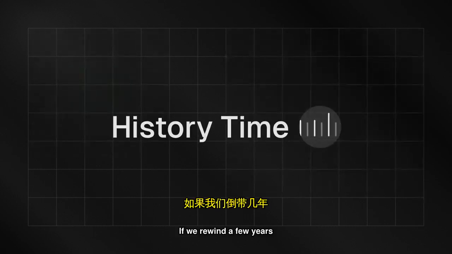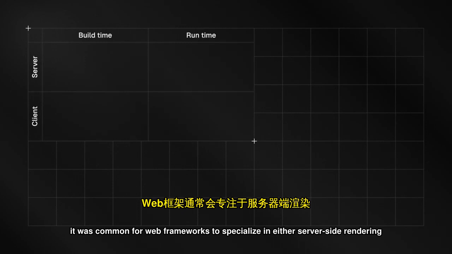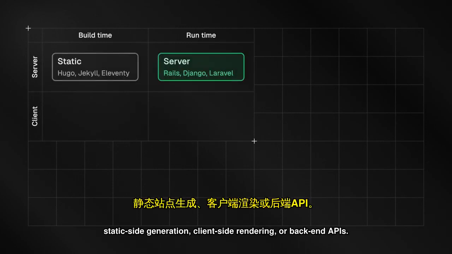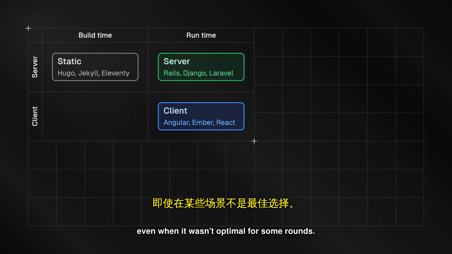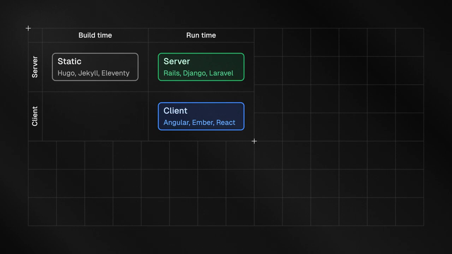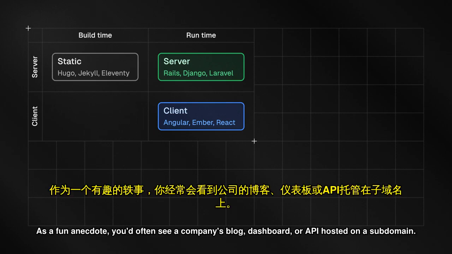History time. If we rewind a few years, it was common for web frameworks to specialize in either server-side rendering, static site generation, client-side rendering, or back-end APIs. This created an all-or-nothing decision where your whole application had to follow a single paradigm, even when it wasn't optimal for some routes. As a fun anecdote, you'd often see a company's blog, dashboard, or API hosted on a subdomain.